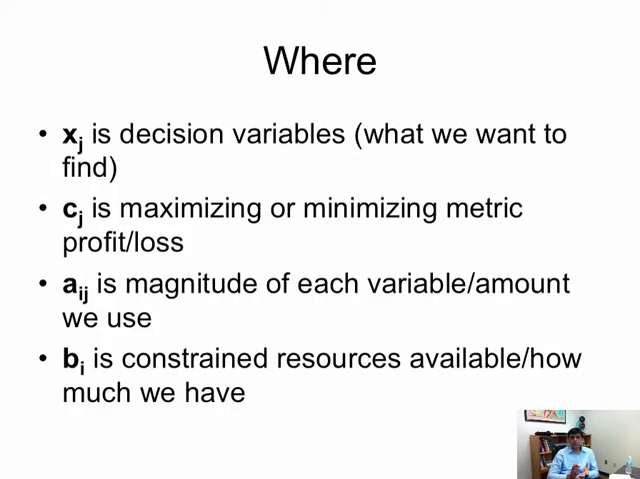So these are the definitions of the variables that we've listed in the previous slide. Xj is the decision variable, what we want to find. Cj is the maximizing or minimizing metric, which is the profit or loss. Aij is the magnitude of each variable or the amount that we use. Bi is the constrained resource available, how much of it do we have.